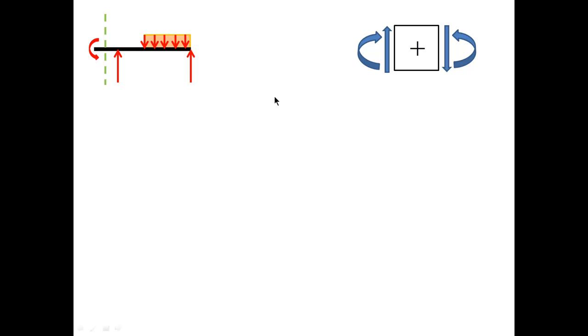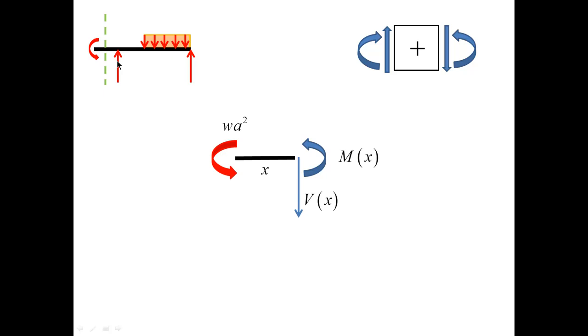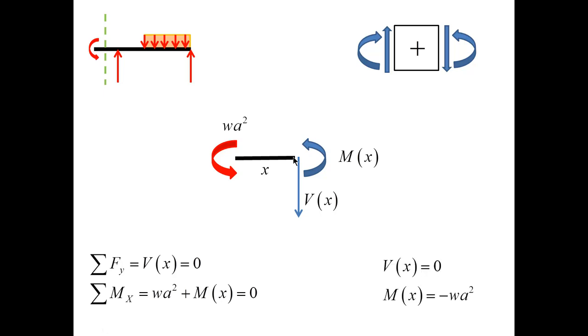So for the first cut, which is between the couple and the force, the free body diagram, consistent with the positive signs for the shear force and bending moment, looks like this. And the equilibrium equations involve the sum of the moments about the point X where the cut is made, and they're solved for the shear force and bending moment.